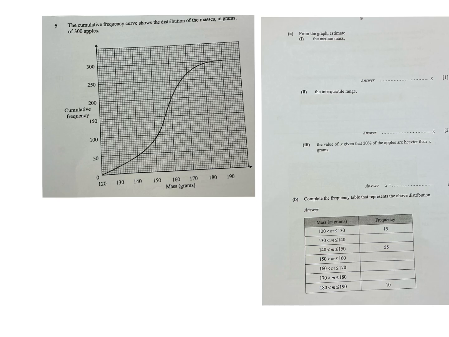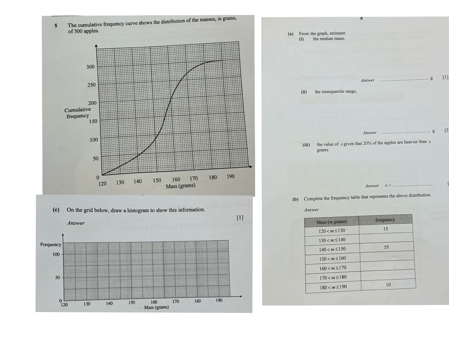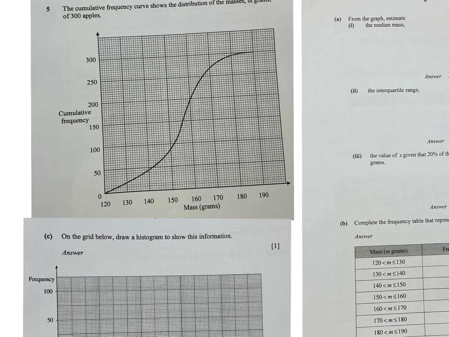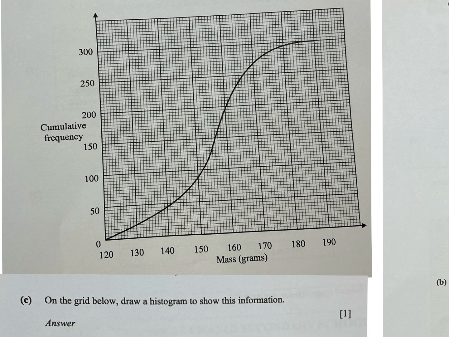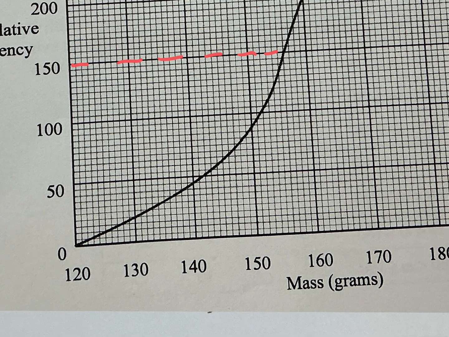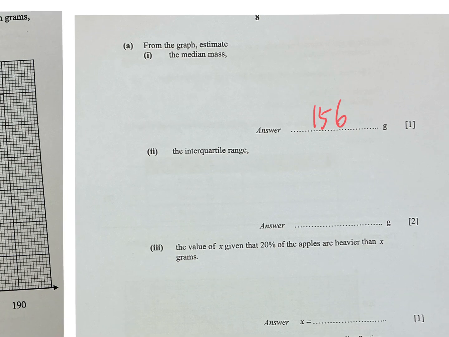Okay, this one. Let me put everything together so that it's easier for you to see. So first thing first, I want to find median. I have 300, so median is at 150 here. So when I read properly, I zoom in. I know you all cannot zoom in, but it's here. So 152.46, 156. So it's 156 gram. So this one quite clear cut.